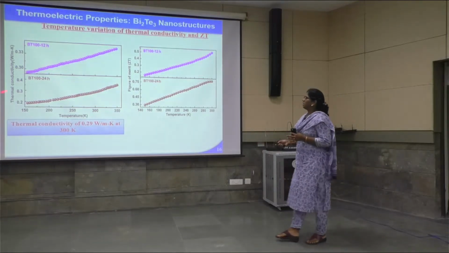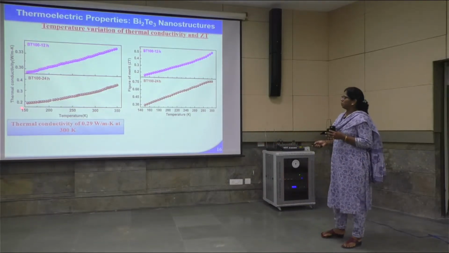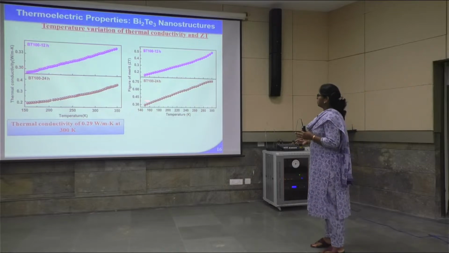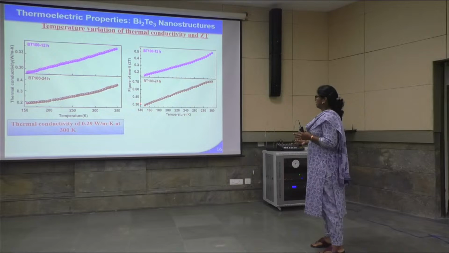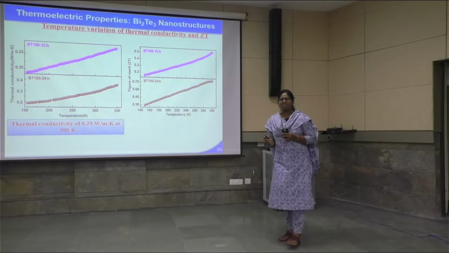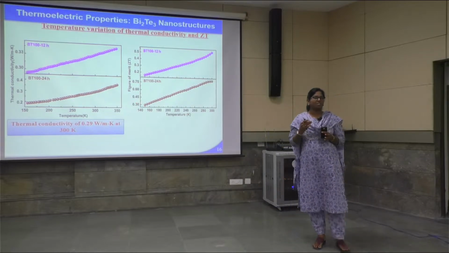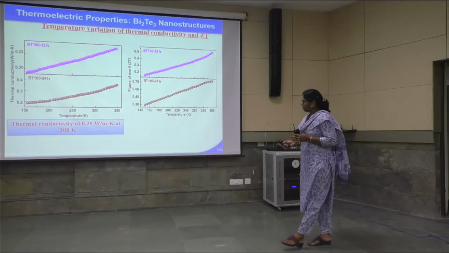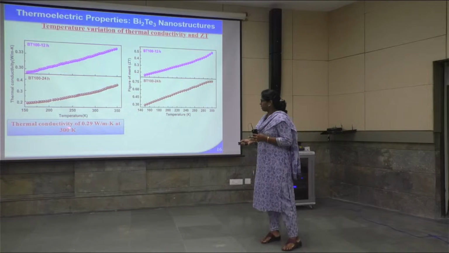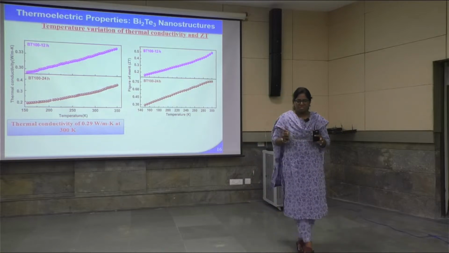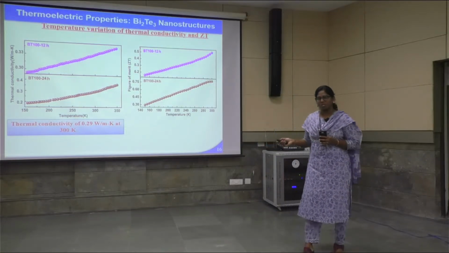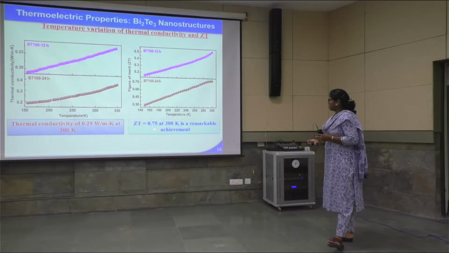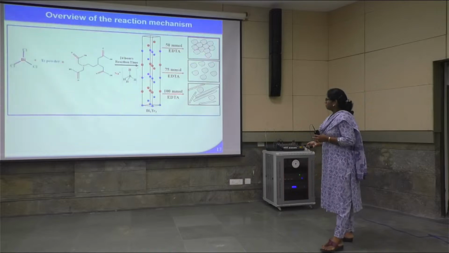So here the thermal conductivity, you can see, has come down to 0.2 from 0.1 for this 10-hour reaction, whereas the figure of merit has enhanced to 0.75. In the earlier case, the figure of merit value we showed was 0.67. It is nearly a 15% increase. The important thing here is that the thermal conductivity is the least in this material. For bismuth telluride nanostructures reported, it has come down to 0.29 per meter Kelvin. So this is also what I explained, 0.75.